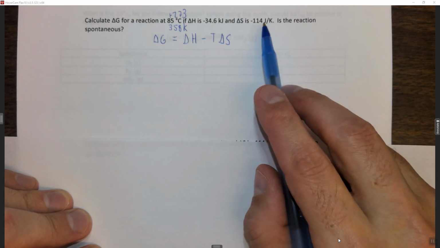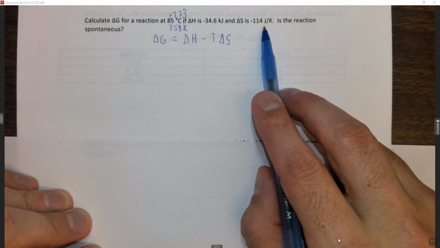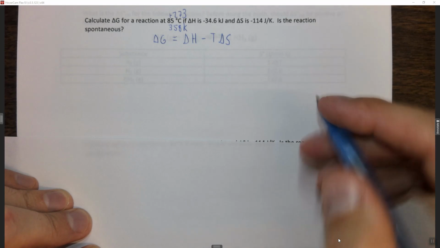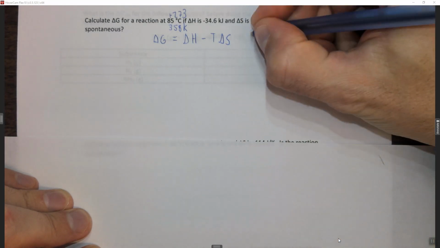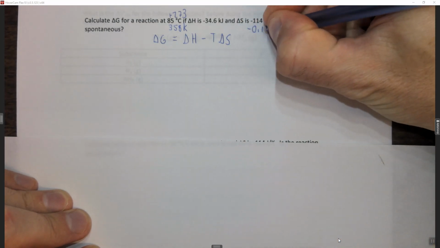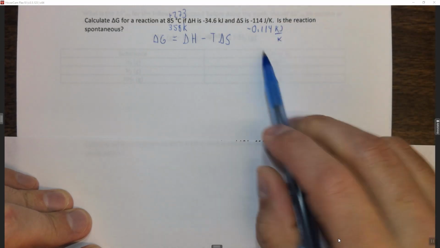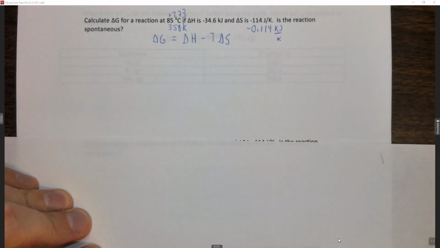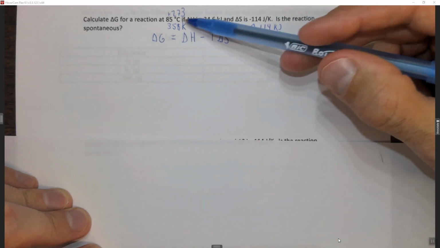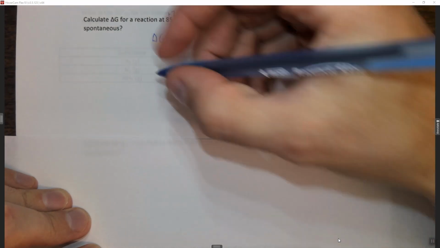The other thing to note is that the delta S is in joules and the delta H is in kilojoules. So I'm going to convert this to kilojoules because delta G's are commonly given in kilojoules. So I'm going to divide this by 1,000, which is negative 0.114 kilojoules per K. So I just converted that from joules to kilojoules by dividing by 1,000 so that we have the same units. Now we can plug in.